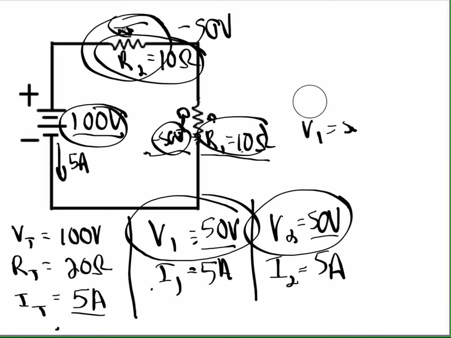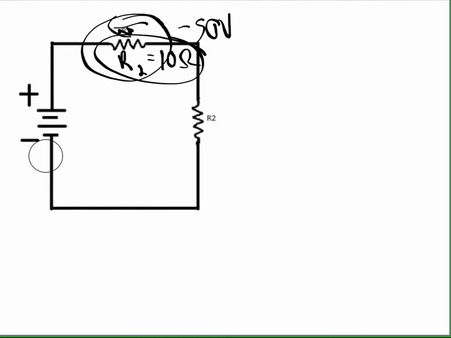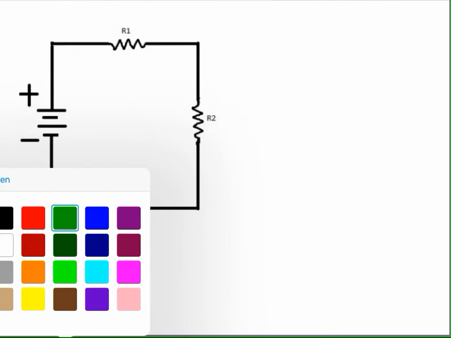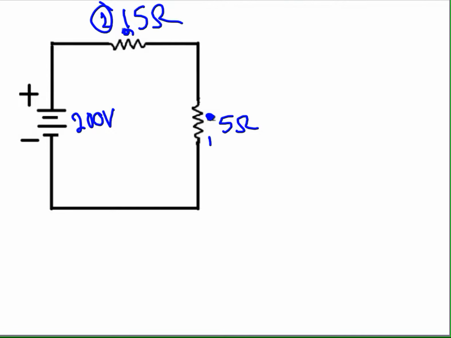All right. Let's try one more. Use the same diagram. I'm just going to change things around ever so slightly. So, let's change up the pen a little bit. Be fancy. Let's call this 200 volts. I'm going to call that 5 ohms, and call that 15 ohms. So now this will be R1, this will be R2. Now, these are different resistances, so it's not going to be exactly the same.